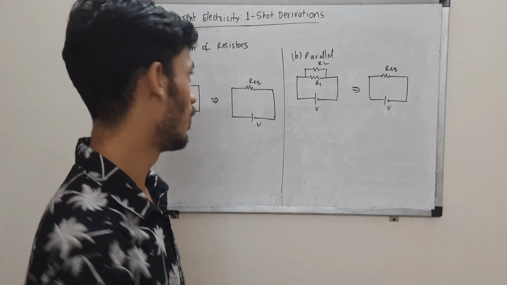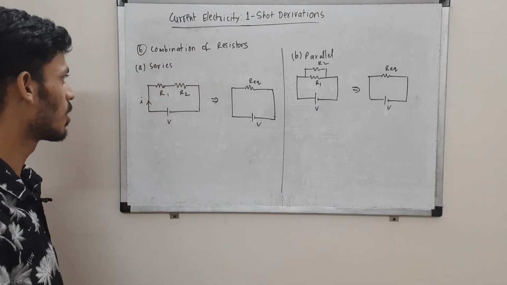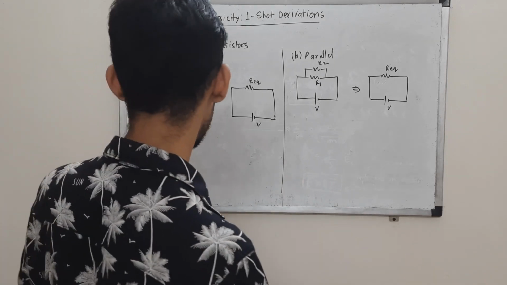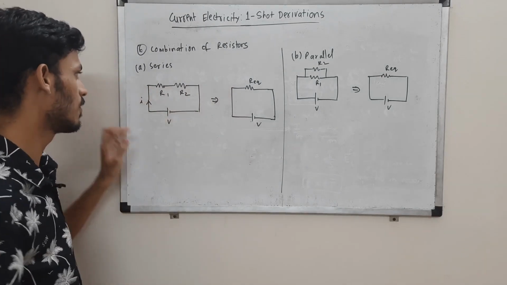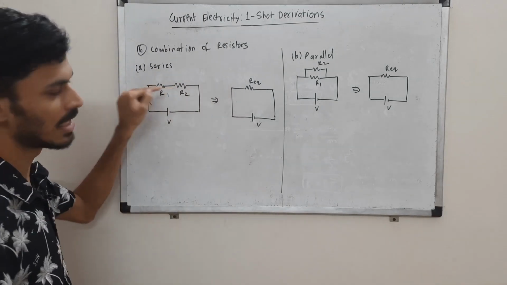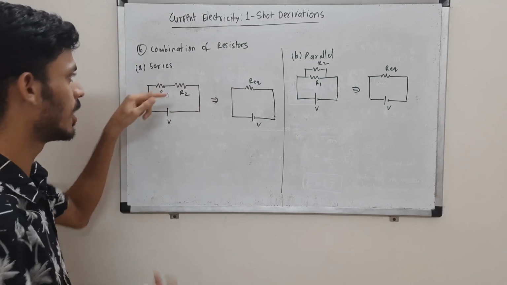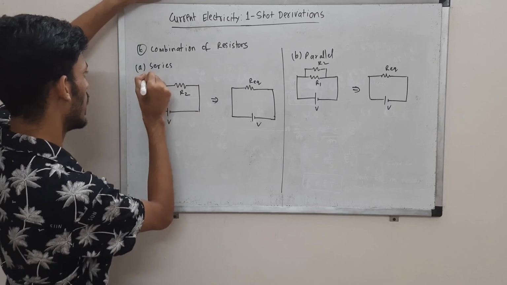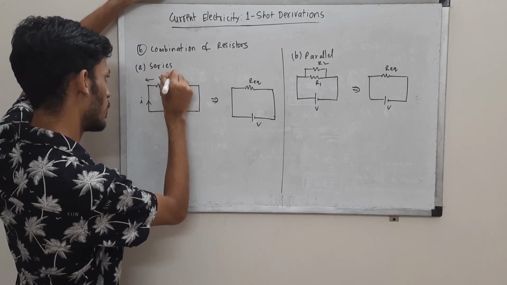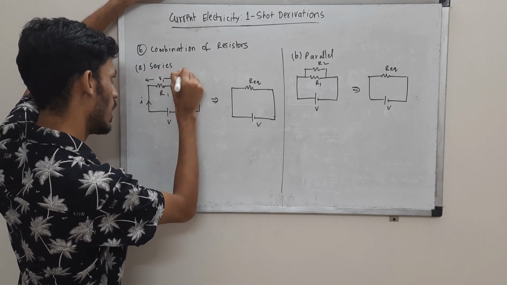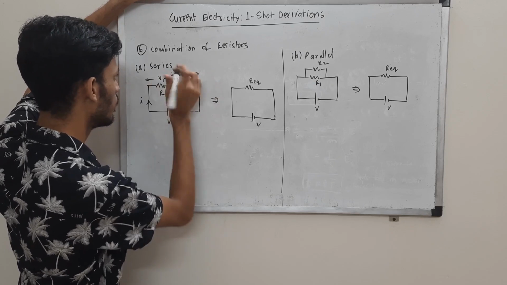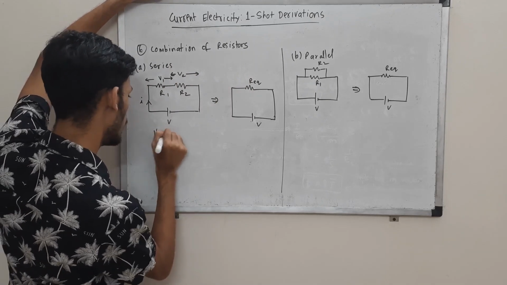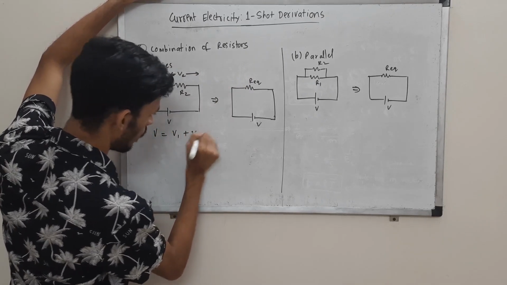Come to combination of resistors. So we have series and parallel combination. Let us derive the expression for equivalent resistance in both the cases. For series case, we know that the current through both the resistors which are there in series will be the same. There is no branching of the circuit, so the same current will flow, and the only thing that is splitting over here is the voltage. Across this resistor we have V1, and across this we have V2. So this V will split into V1 and V2. We can write V is equal to V1 plus V2.